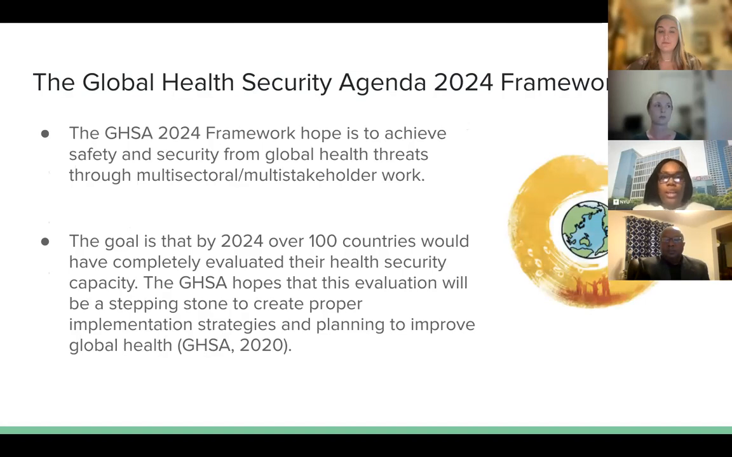The Global Health Security Agenda's 2024 framework was created in an effort to achieve safety and security from global health threats through multi-sectoral and multi-stakeholder work. Some of the work includes identifying and addressing gaps in health, building political will, and investing in health security overall. The goal is that by 2024, 100 countries would have completed a full evaluation of their health security capacity. This is to ensure that they are implementing impactful and essential interventions that strengthen health security overall.